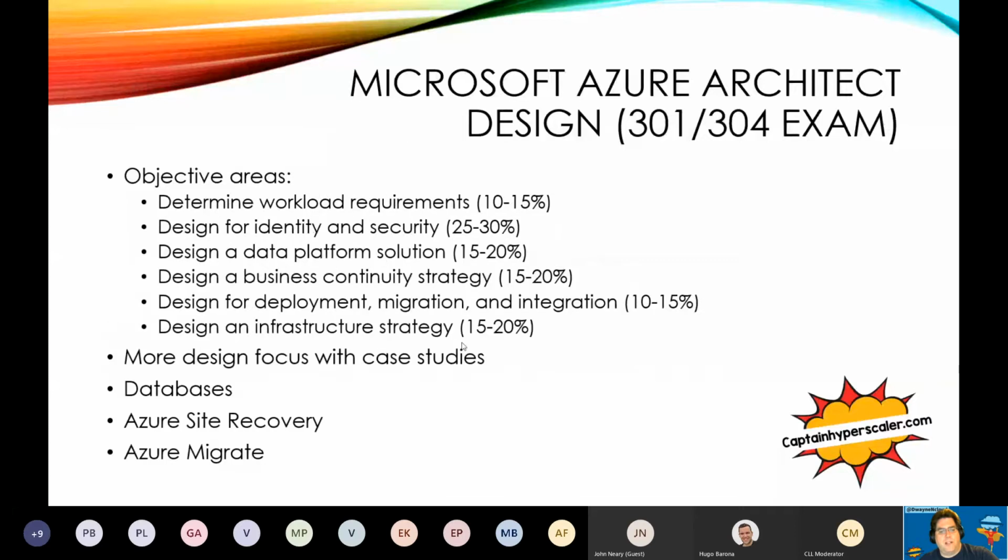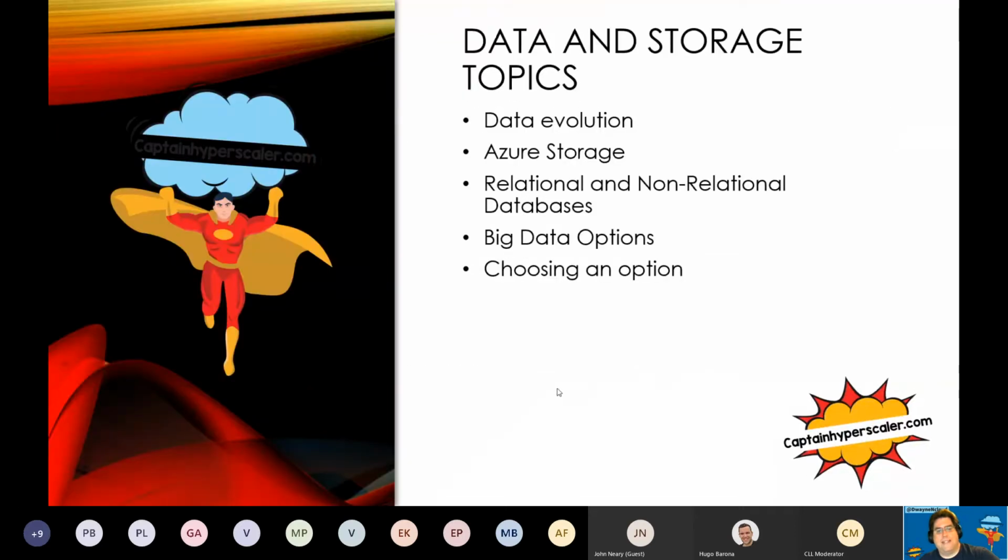So we've been going through each of these objective areas over the last 5 weeks, and today we're going into data storage. So we'll talk a little bit quickly about data evolution, and then we'll go into Azure Storage, into some topics around relational and non-relational databases, and big data options, and how you choose those different options, what you go through to do that.